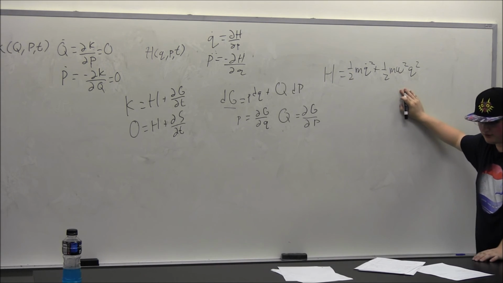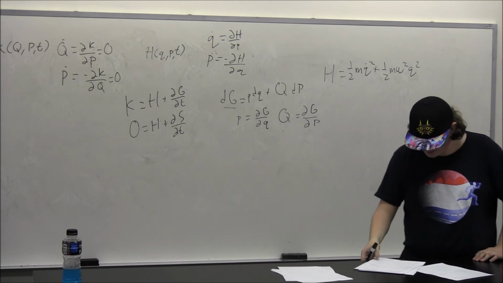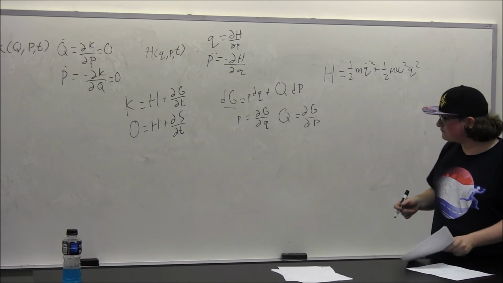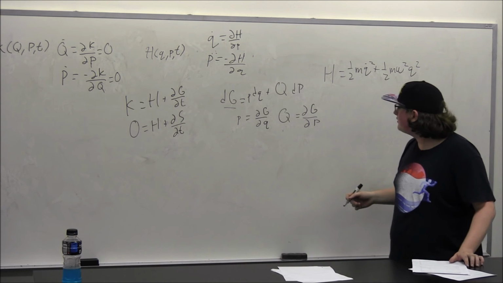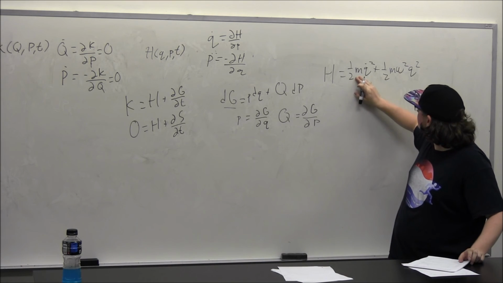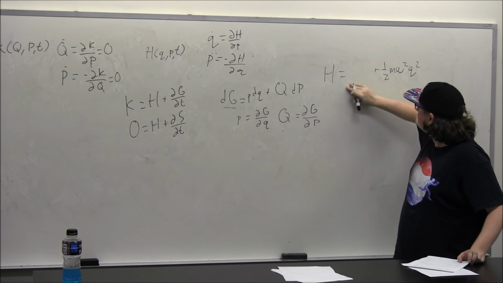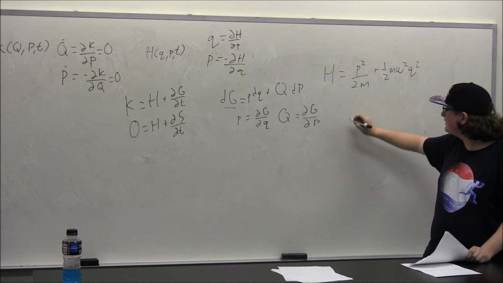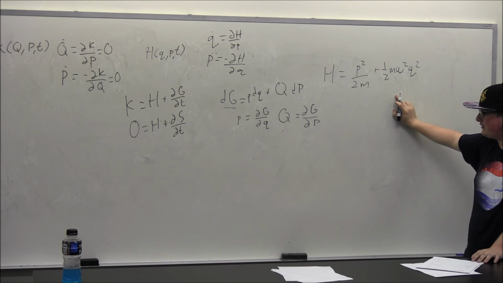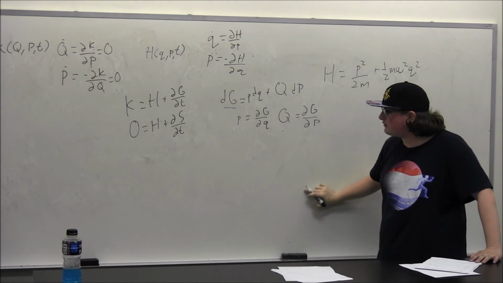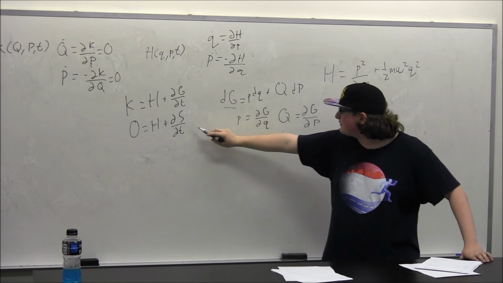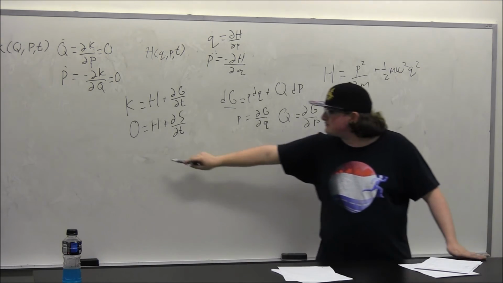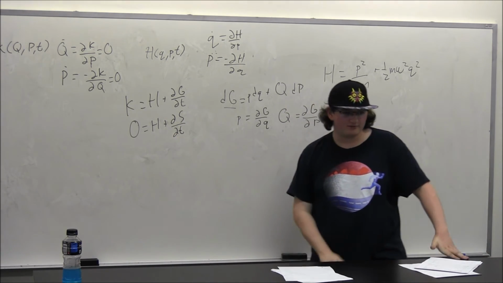This is our Hamiltonian for the harmonic oscillator. And we want to find a generating function S that gives us 0 as our new Hamiltonian.